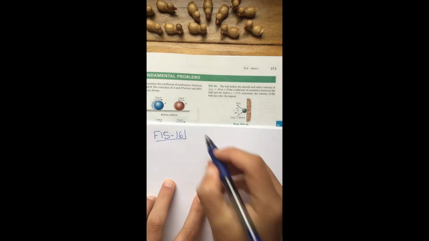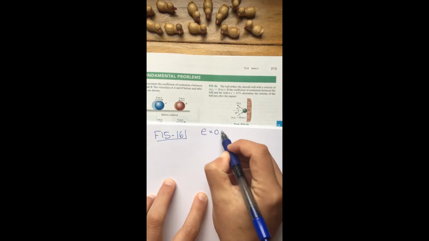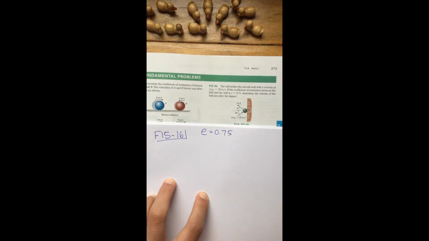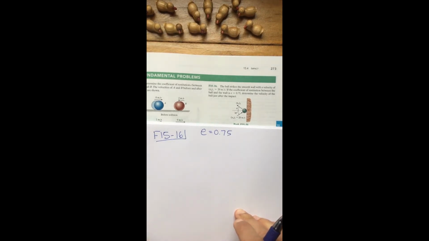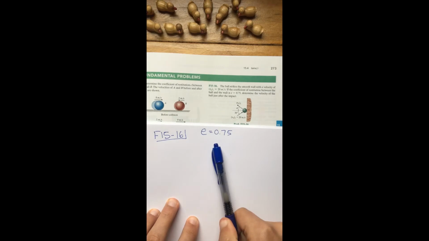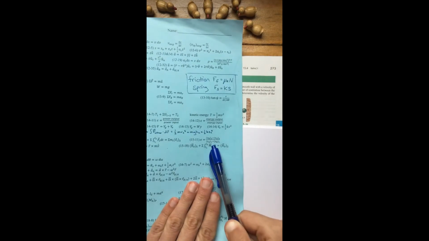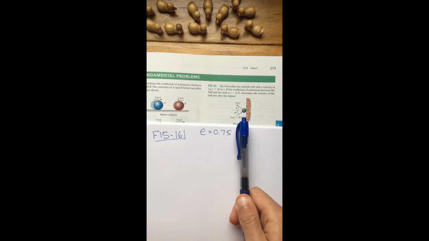This is Fundamental Problem 15-16. In Fundamental Problem 15-16, the ball strikes the smooth wall with a velocity of 20 meters per second. If the coefficient of restitution between the ball and the wall is 0.75, determine the velocity of the ball just after the impact. They give us the coefficient of restitution, so we would like to use equation 15-11, but this is oblique impact and not central impact, so there's something important we need to know about equation 15-11.